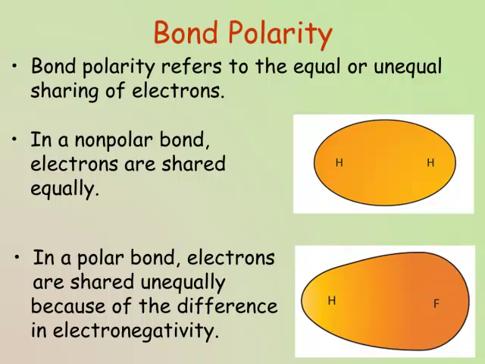Look how the electron cloud in this illustration is skewed toward the fluorine. Fluorine, being more electronegative, pulls harder on the bonding electrons. That means the electrons reside more on the fluorine side of the bond than on the hydrogen side.